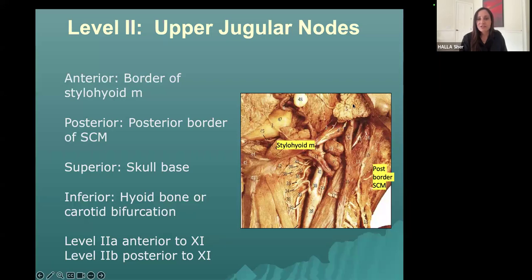Superiorly by the skull base, which we cannot see. This is the tail of parotid here in this cadaver photo. So kind of deep to this be the skull base, the superior limit of level 2. The inferior border of level 2 is the hyoid bone, which is around this region. But intraoperatively, we also will use the carotid bifurcation as an anatomic marker for the inferior border of level 2.